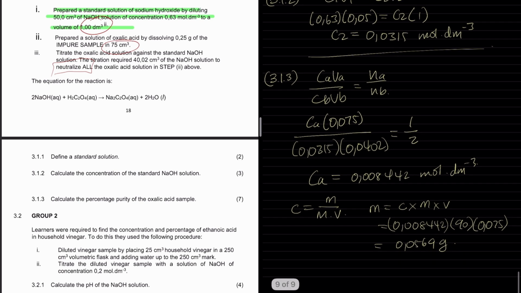So we can calculate percentage purity now. The percentage purity is going to equal to how much was pure. This amount was pure, 0.0569 divided by how much was impure, 0.25 times 100, and that gives you 22.79%.